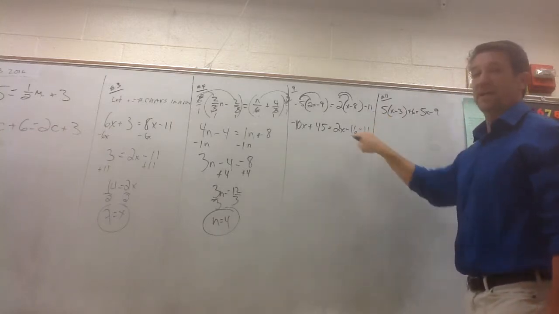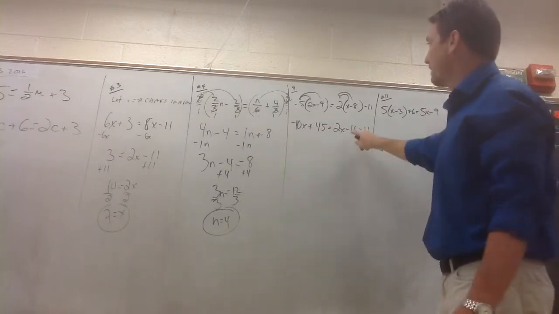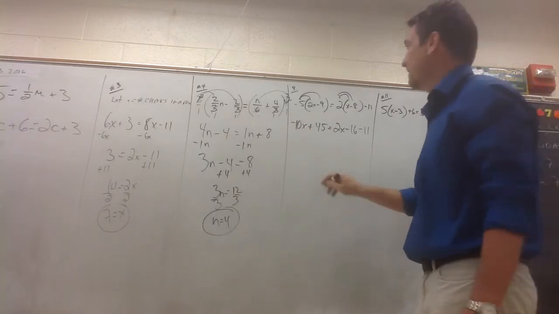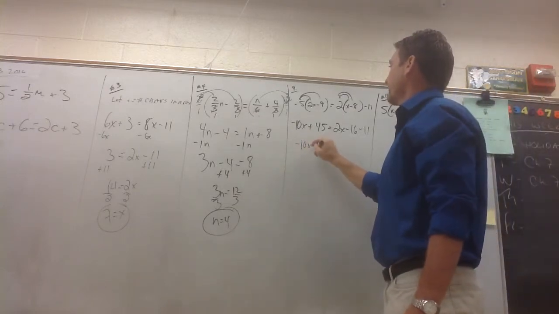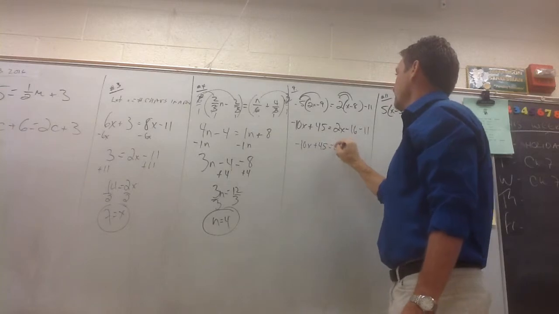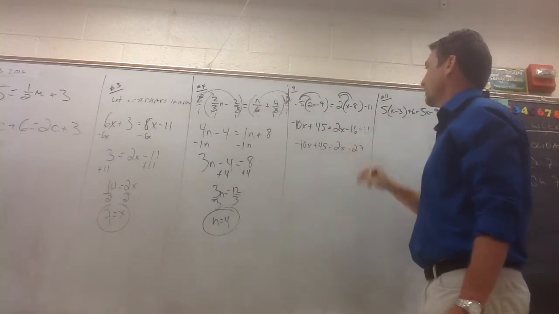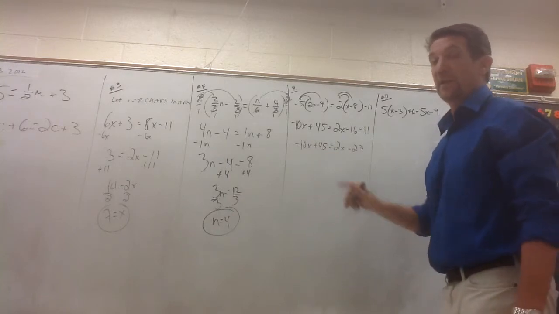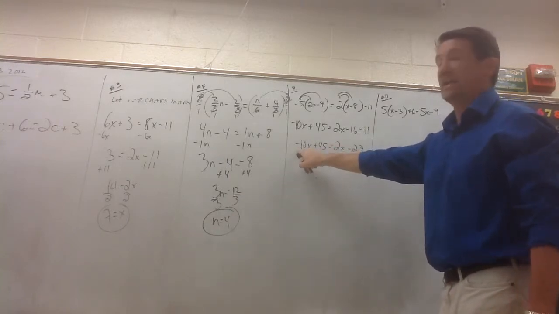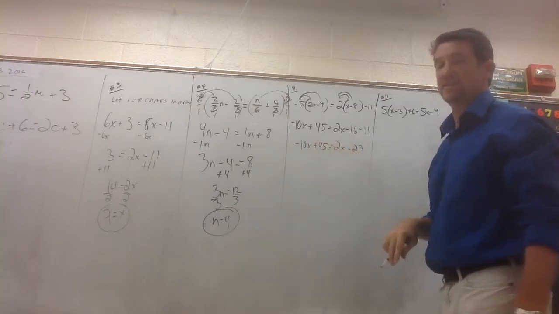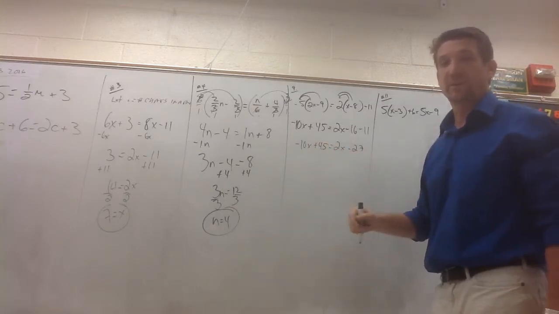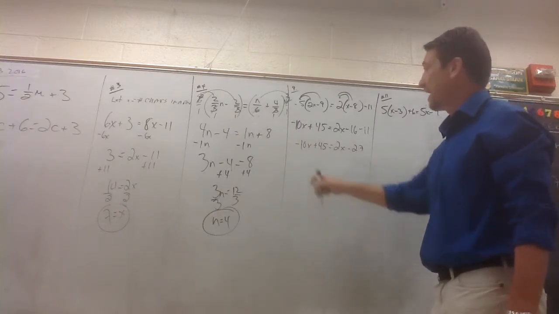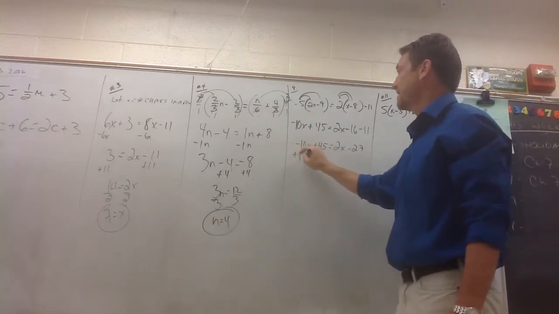So now you end up with some like terms on the right side of the equation. We can combine a negative 16 and a negative 11, make it a negative 27. So I have negative 10x plus 45 equals 2x minus 27. Again, you have a variable on both sides of the equation. Careful, you have negative 10x's on the left, 2x's on the right. To avoid dealing with negatives, I'm going to get rid of the negative 10x's. Adding 10x's to both sides.